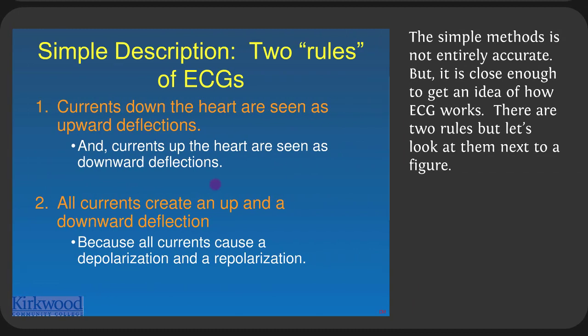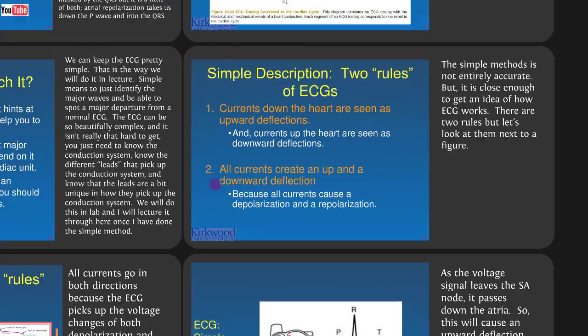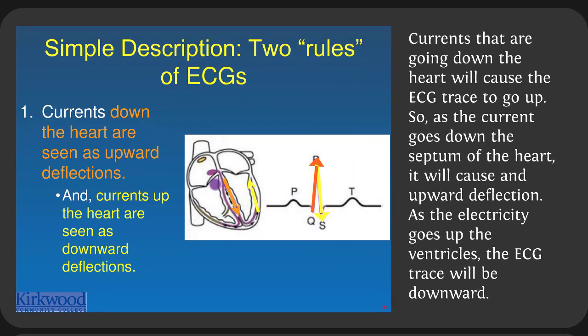The simple method is not entirely accurate, but it's close enough to get an idea of how the EKG works. There are two rules, but we'll look at them next to figures. So currents that are going down the heart will cause the EKG trace to go up. So as the current goes down the septum, down the bundle branches, it'll cause an upward deflection, shown here in orange, on the EKG. As electricity goes up the heart, as in up the Purkinje and up the walls of the ventricle, it goes down on the EKG, shown here in yellow.